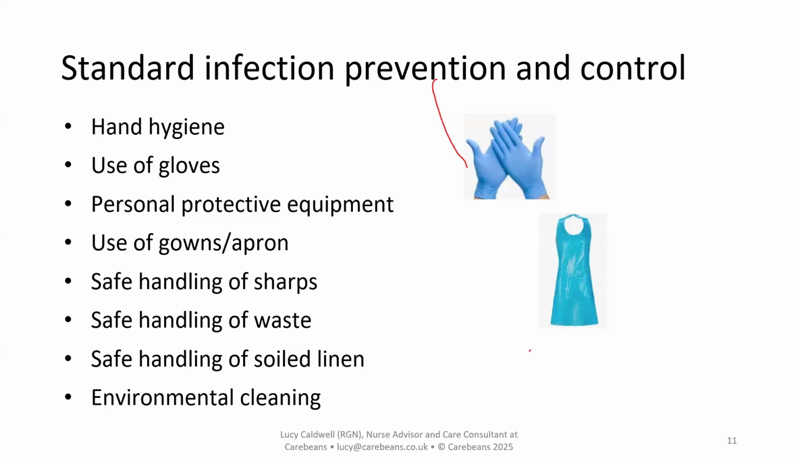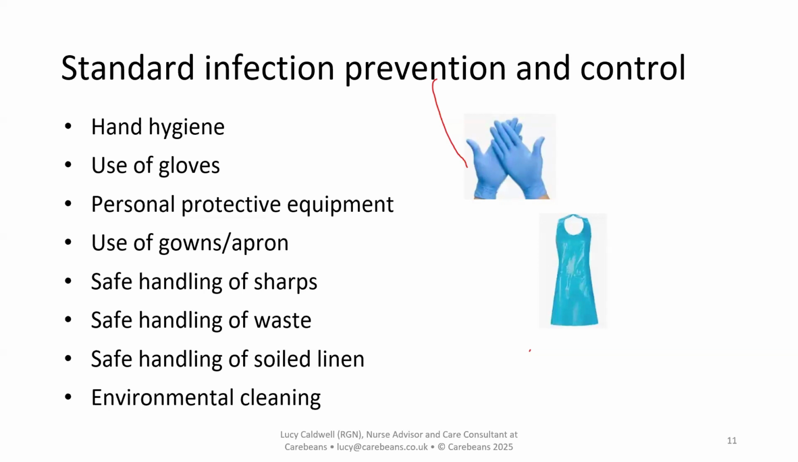So if we just look at the bullet points of what standard infection prevention and control looks like, firstly, hand hygiene. We're going to be looking at how to wash your hands properly and how and when to use alcohol rub. Well, the use of gloves. So when it's appropriate to use gloves, well-fitting gloves. PPE, personal protective equipment, so that should be made available to you.